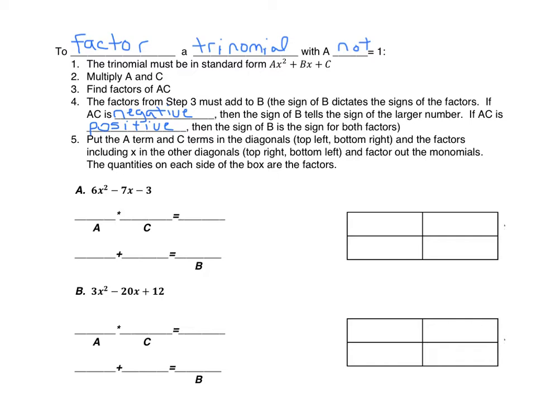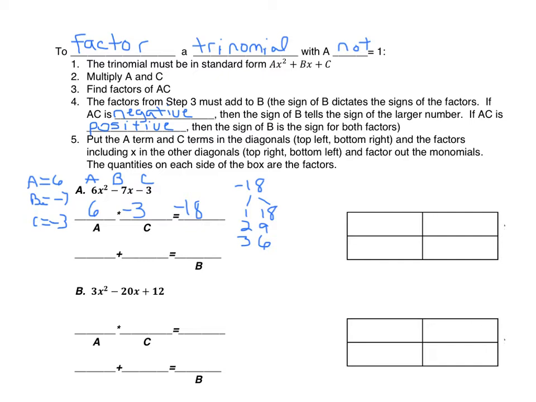In letter A, we have a, which is in front of x squared, and that is 6. And b, which is in front of x, so b is negative 7. And then c is our constant, so c is negative 3. So we multiply a and c, so 6 times negative 3, we get negative 18. And then the factors of negative 18 are 1 and 18, 2 and 9, 3 and 6.